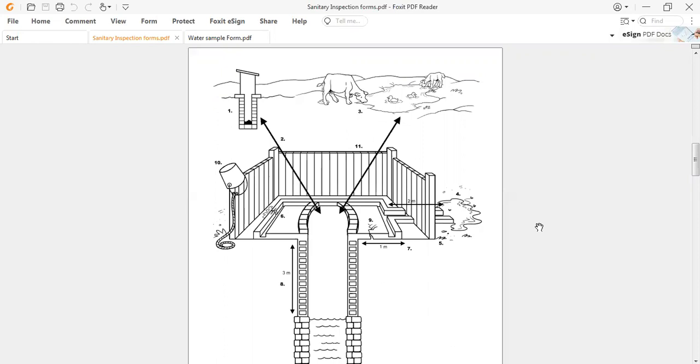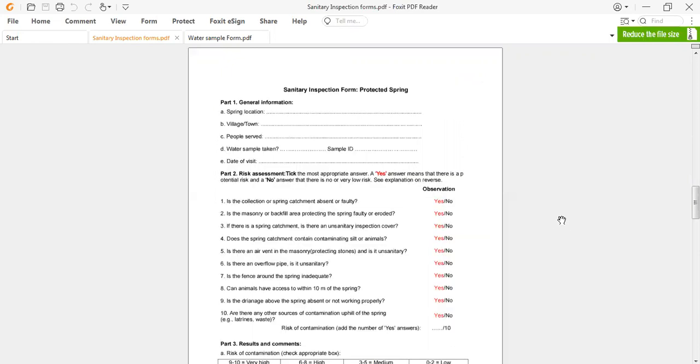Question 7, question 9, you see a little crack on the wall. And you see the bucket. Question 10, look at how it's been hung around this wall, closer to the wall. So it is bad. This is contamination, closer to this point. These are animals. I think we can go to protected spring.